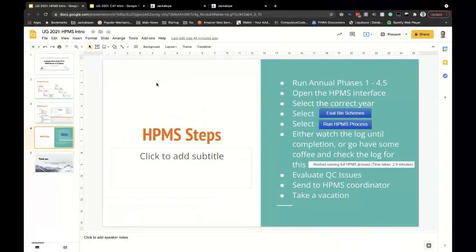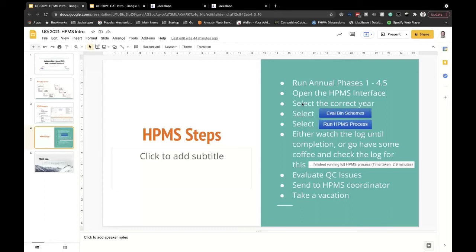All right, well, let's talk about how to actually run HPMS. Of course, you start by getting rid of all the prior HPMS steps that your state does. I mean, if you don't do the local roads, then obviously you don't have to do 4.5. You also don't have to do phase 3 if you don't want to. So just run what you need to run.